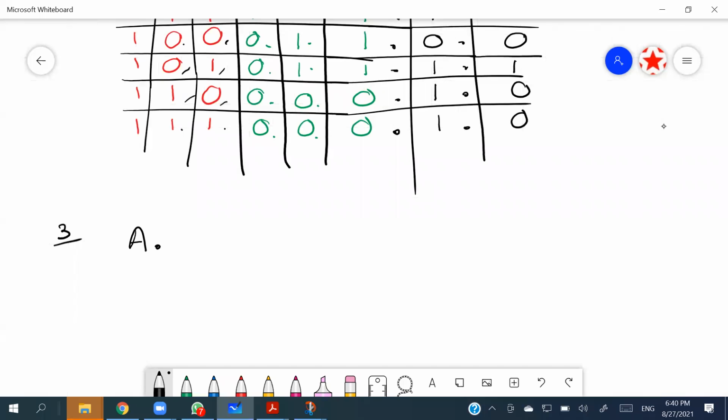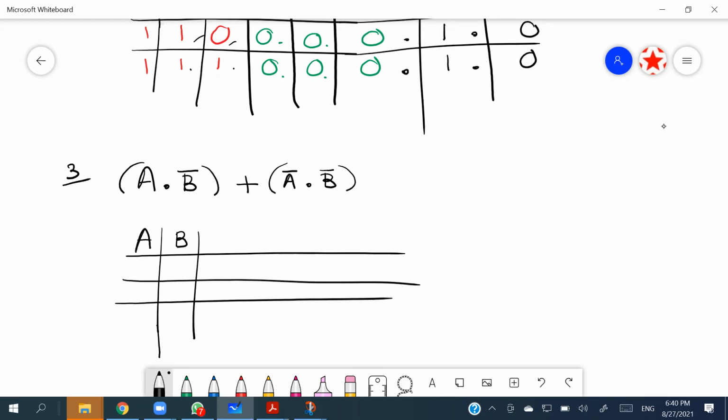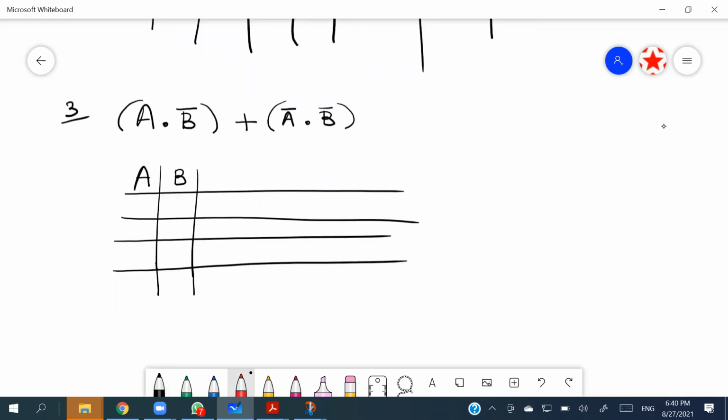So the equation is A dot B bar plus A bar dot B bar, right? So only two variables are there. So you need only A and B columns. So you need only 4 rows, right? So A can be written as 0, 0, 1, 1, the A column. B column is going to be written as 0, 1, 0, 1, right?